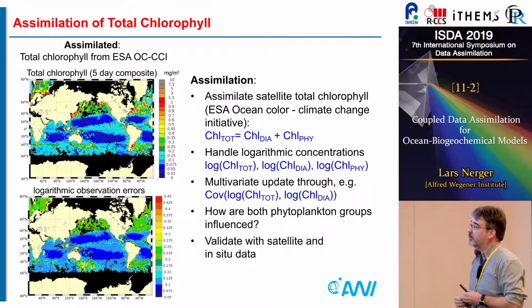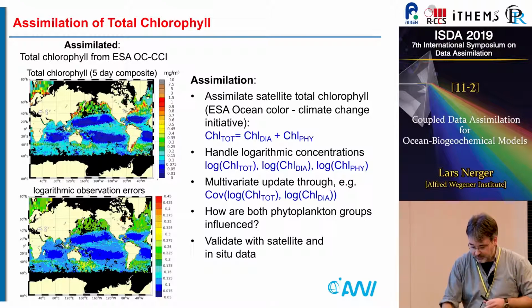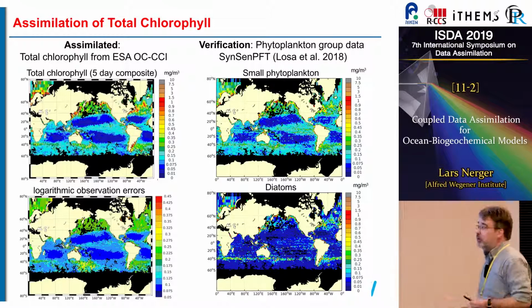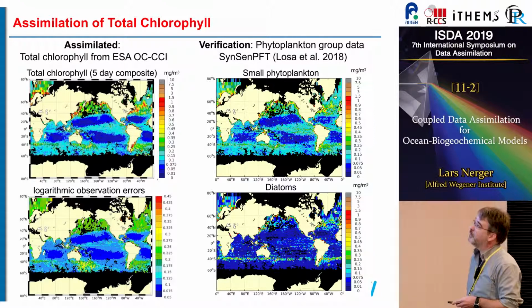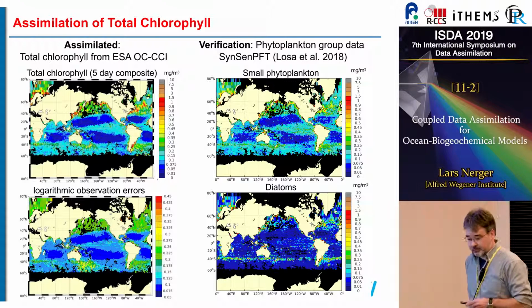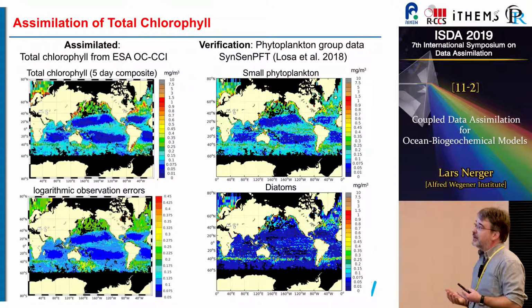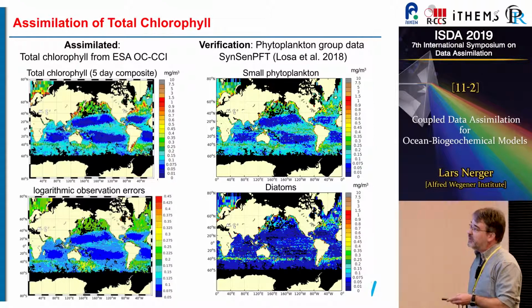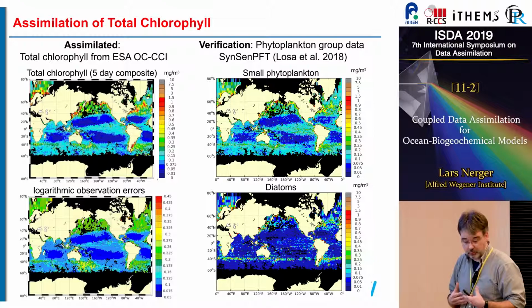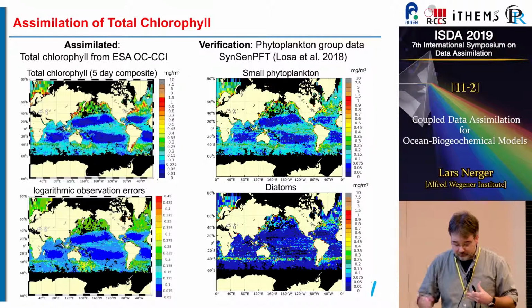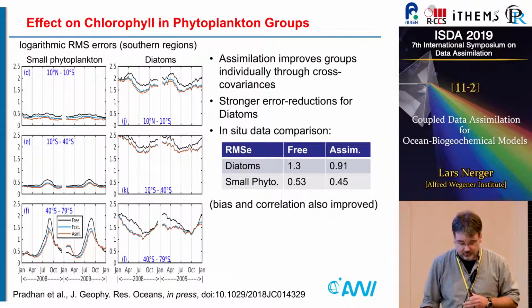And we look into how the phytoplankton groups are influenced. We validate with satellite and in situ data, so colleagues that also produce this data go out with a ship and do a lot of measurements. And so we have the small phytoplankton as a particular satellite data set and diatoms. There are other algorithms that try to retrieve single groups, which have even higher errors than just total chlorophyll. And this is what we use for the verification.